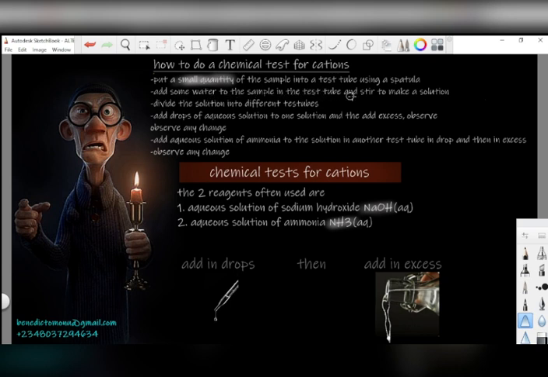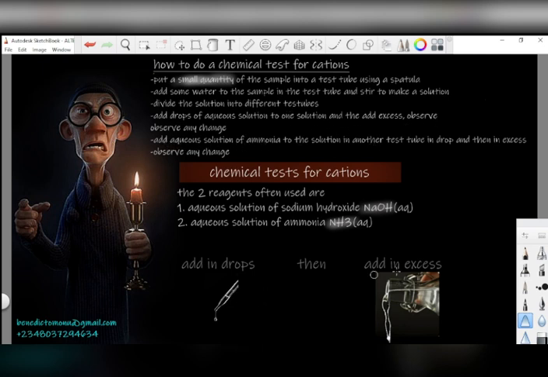Add some water to the sample in the test tube and stir to make a solution of the salt. Divide the solution into different test tubes as many times as you want, to carry out different tests as you wish. Now to one test tube, you add drops of aqueous solution of sodium hydroxide in drops, and then you observe what happens. Then after that, you now add sodium hydroxide solution not in drops this time, but in excess. You do the same thing for ammonia in drops and in excess.